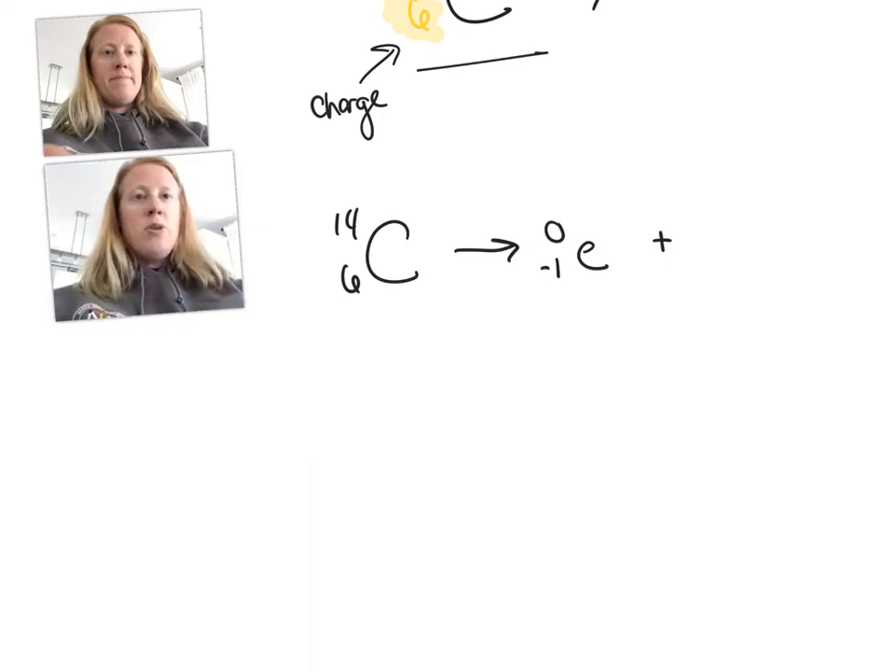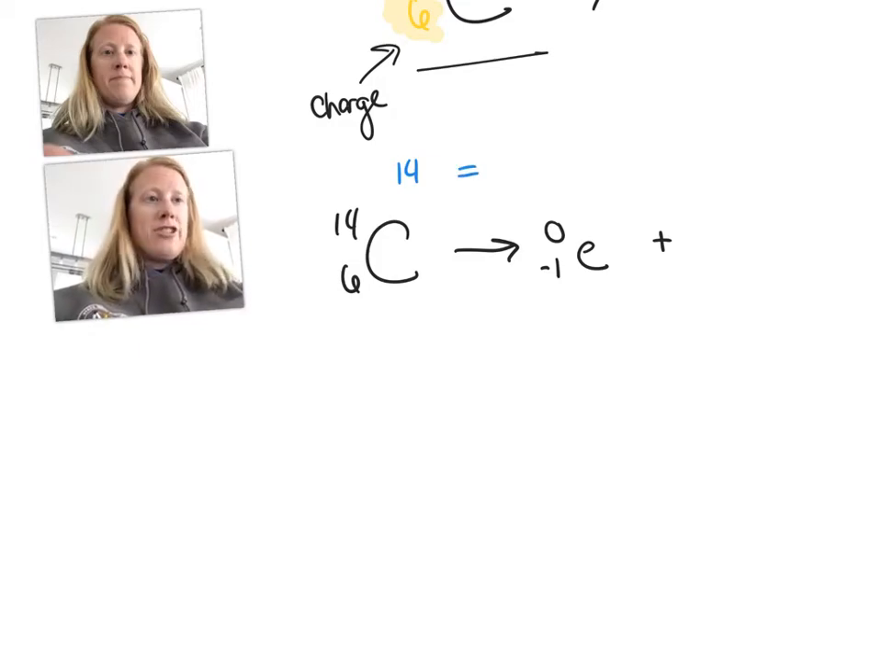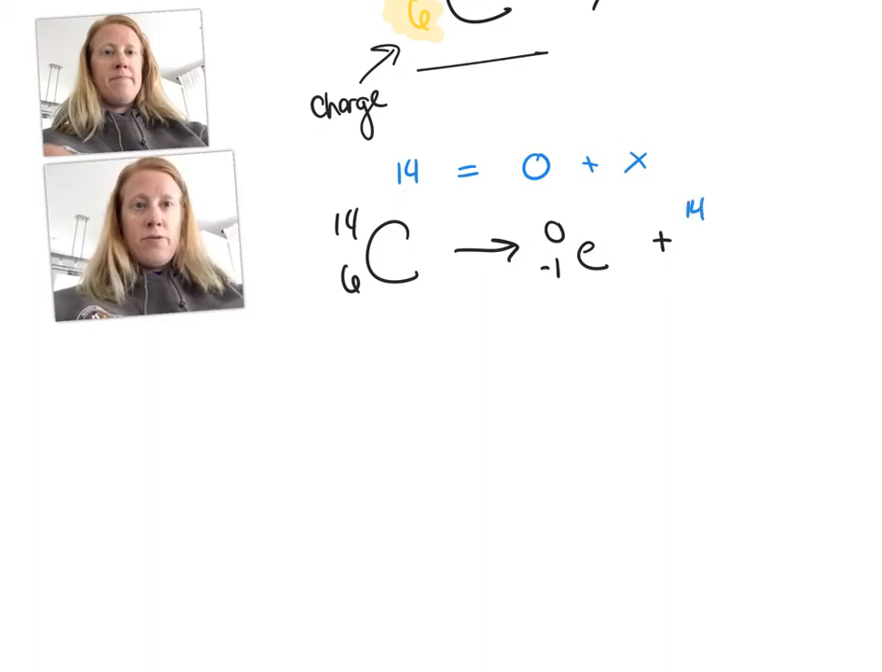All right, so I have a total mass on the reactant side of 14. So I need a total mass on the product side of 14. Well, I know my electron has no mass, and I know that this thing has some sort of mass. Well, its mass has to be 14. 14 plus 0 equals 14. Beautiful.